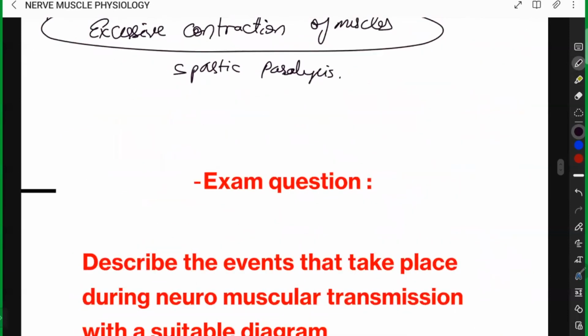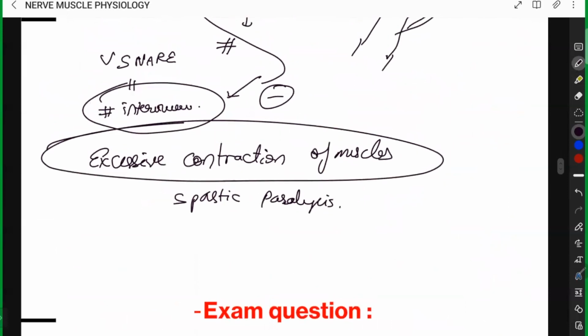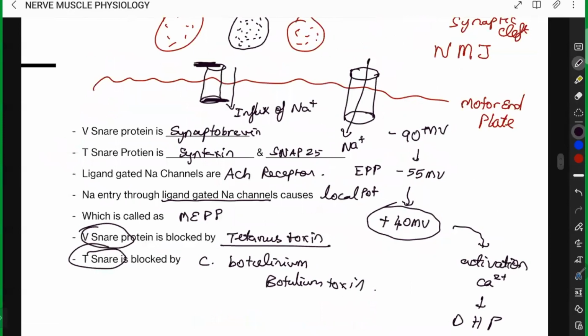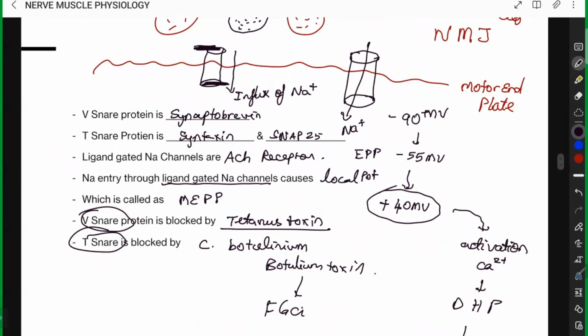Therefore, when there is a V snare block, even then a small amount of acetylcholine which is present in the initial part will be released. That causes excessive muscle contraction, that is spastic paralysis. Whereas in botulinum toxin, what happens? The release of acetylcholine will not be there. When there is no release of acetylcholine, there is going to be a flaccid paralysis. In botulinum toxin, it is going to cause flaccid paralysis.